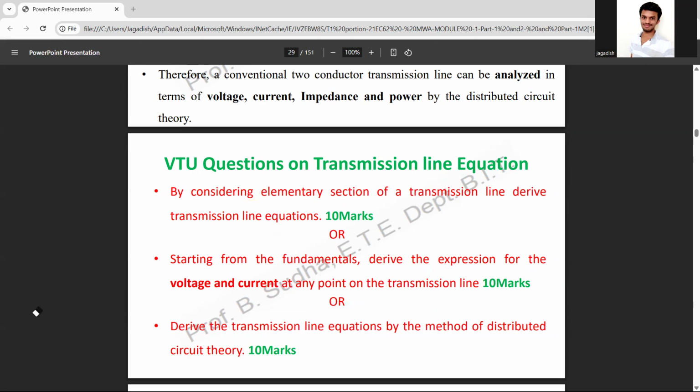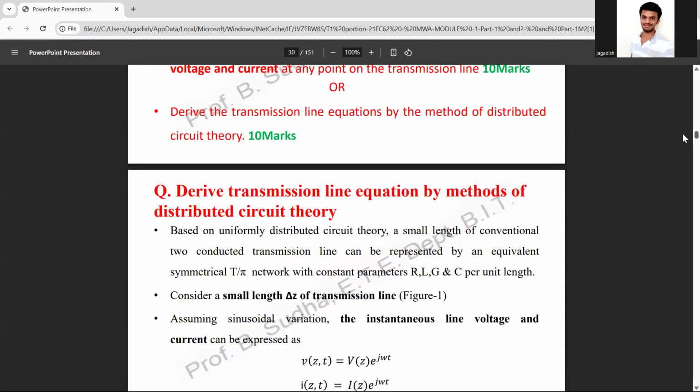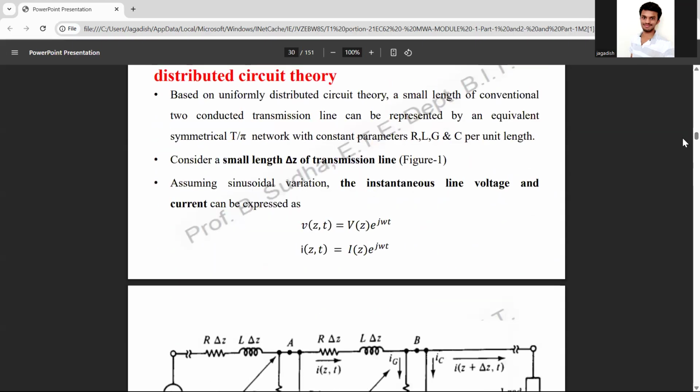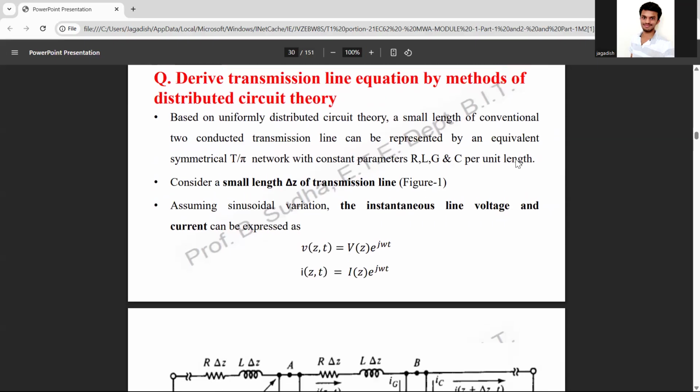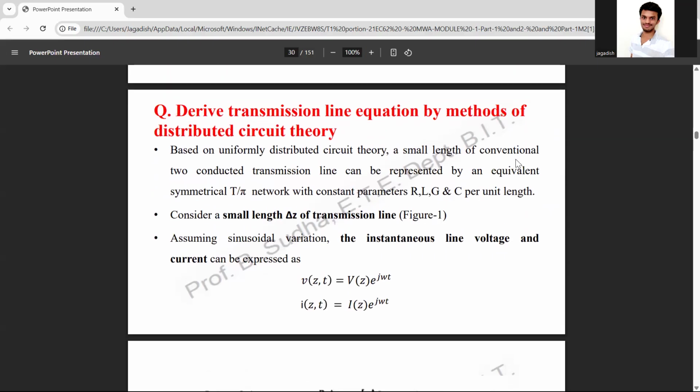Okay, how to start with the transmission line equation? Okay, wait, students. Like this again, step by step.